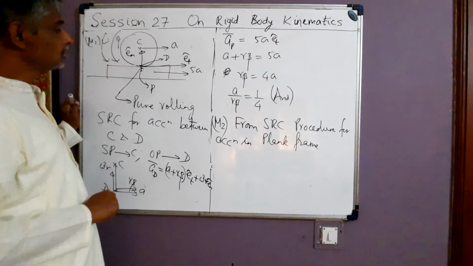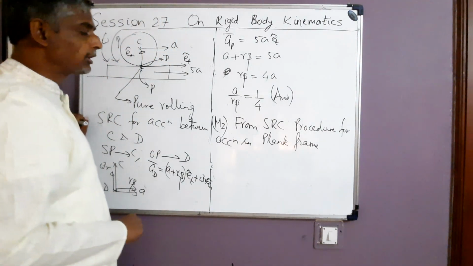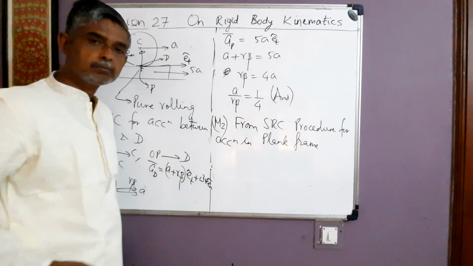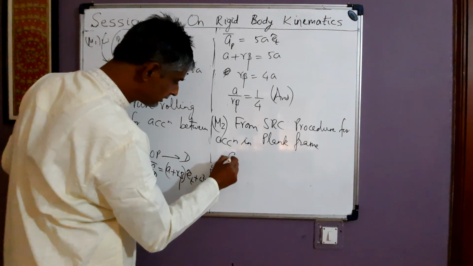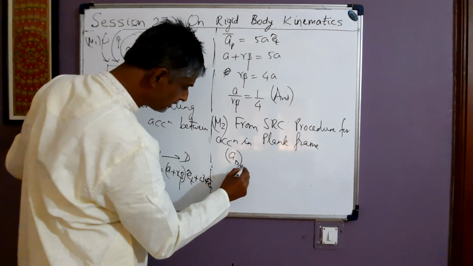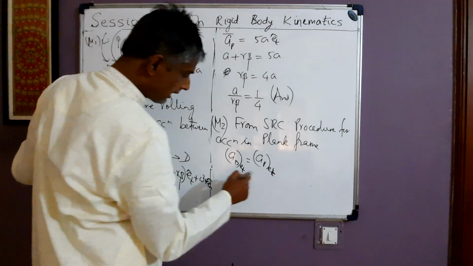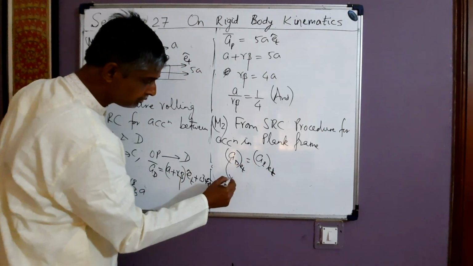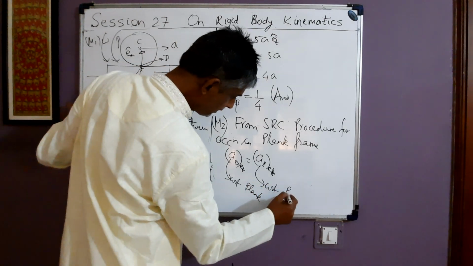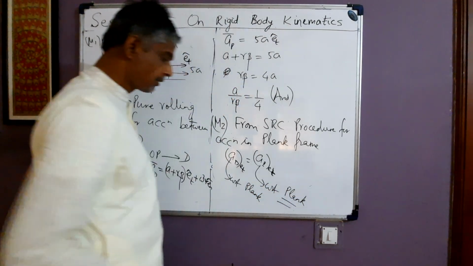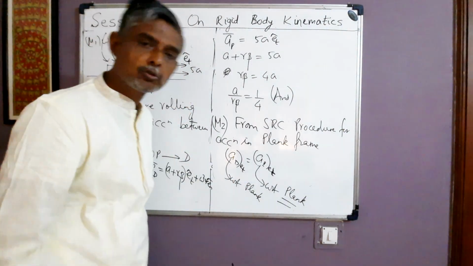Now since we are applying the SRC procedure in the plank frame, we have to take all the accelerations and angular velocities with respect to the plank frame. This point should be kept in mind. So first of all, again, we'll equate the acceleration of D along the common tangent and the acceleration of P along the common tangent. These both are with respect to the plank. Omega, beta, everything we have to determine with respect to the plank.